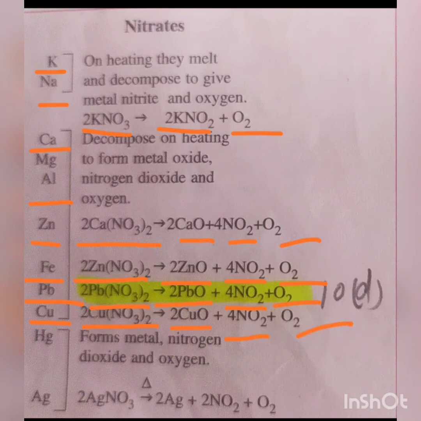The nitrates of mercury and silver form metal, nitrogen dioxide and oxygen. Silver nitrate forms silver, nitrogen dioxide and oxygen.